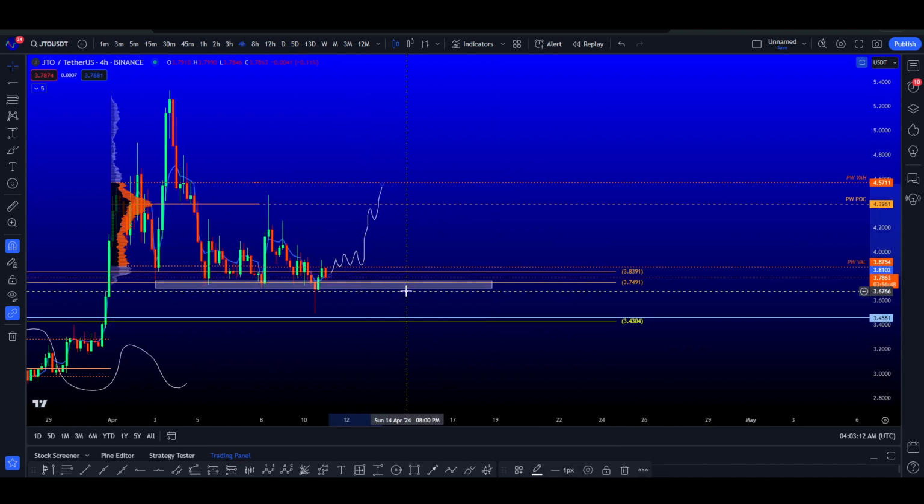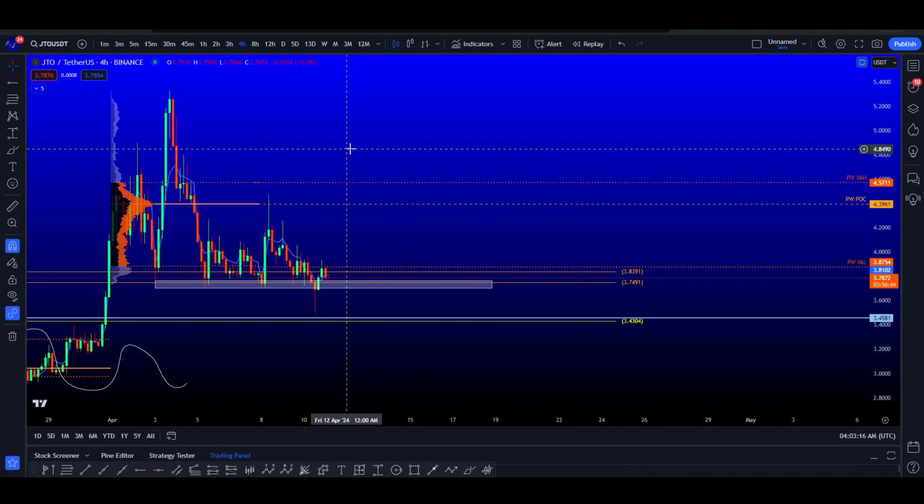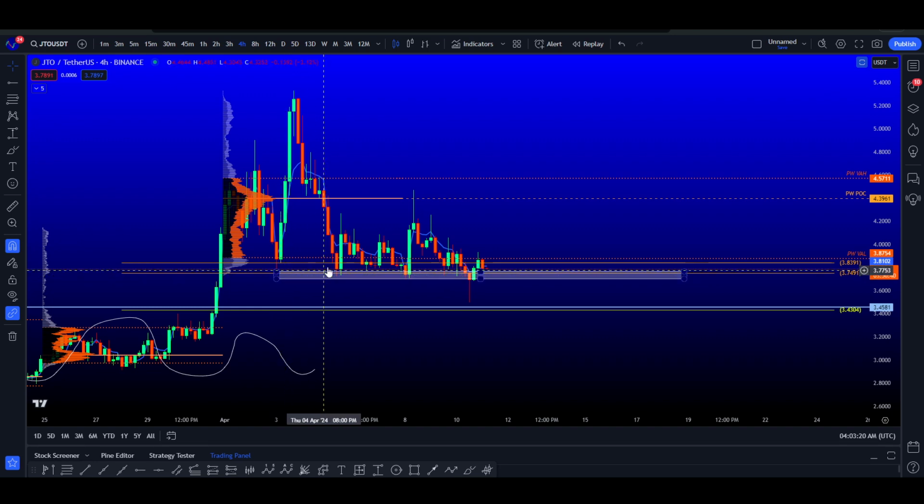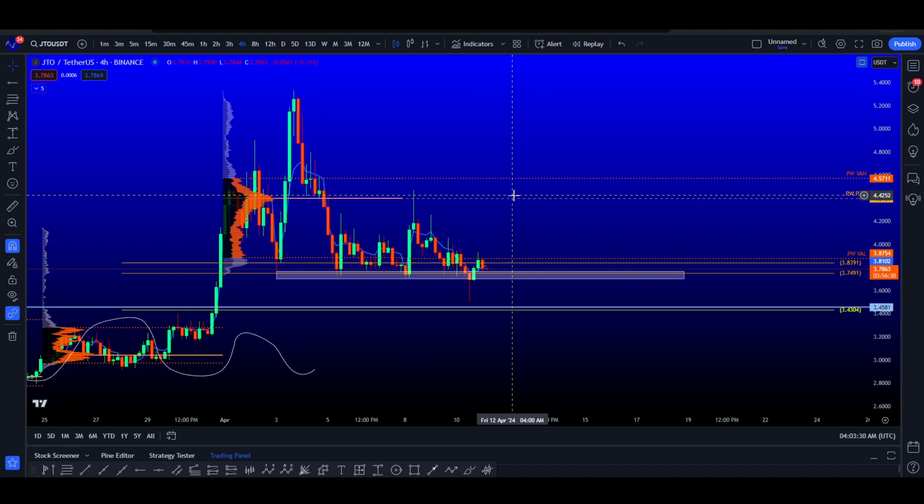So long in here was not a bad idea because we are at support. Whenever you are at support, there's a higher probability that you go up instead of go down, right? So this was support, price came down, touched support, price went up, touched support again, price went up, touched support again, lost it, reclaimed it. Now let's see if price does go up one more time, right?